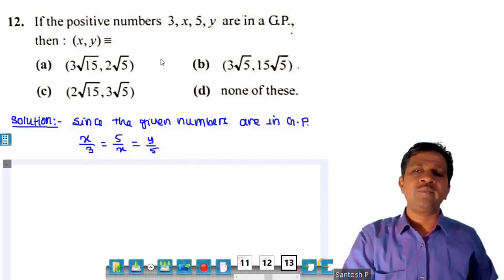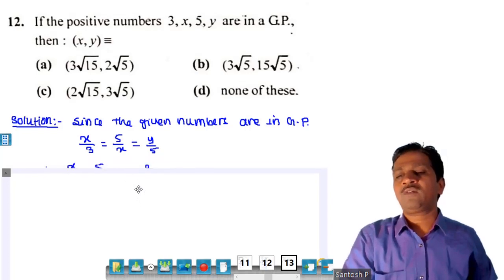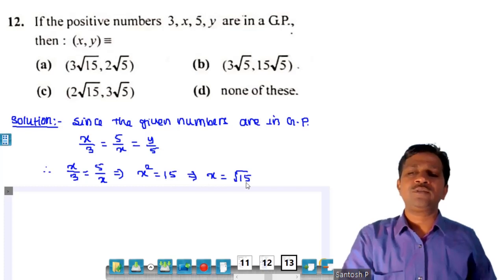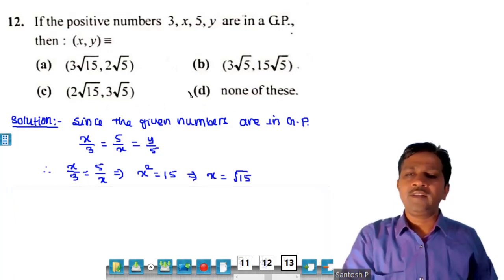The ratio of consecutive terms is constant. So I have written x by 3 equals 5 by x equals y by 5. There are two equations and we can solve them for finding the values of x and y. From the first two terms, x by 3 equals 5 by x, I get x square equals 15, that is x equals root 15. In no option is x equal to root 15 given. Therefore, at this stage only I can write the option is none of these.